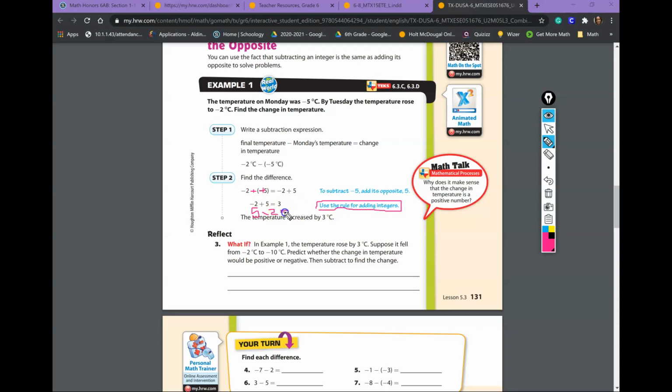equals 3. Okay, so I lost my pen from my tablet, so it should be in the mail by tomorrow. So bear with me as I try to write this.